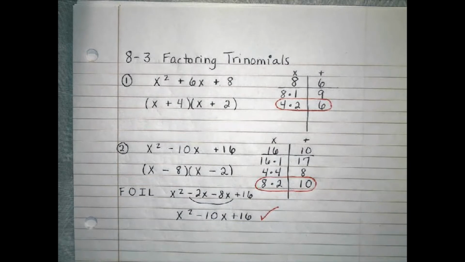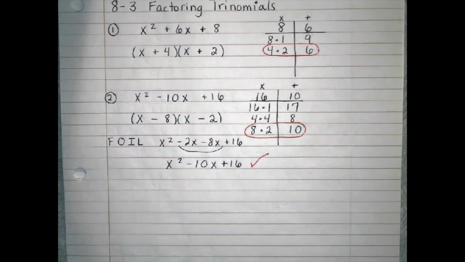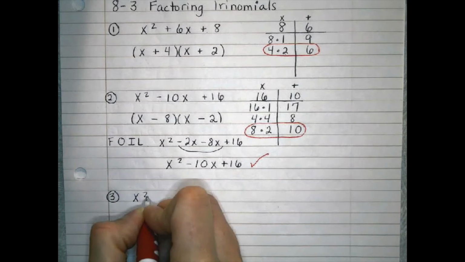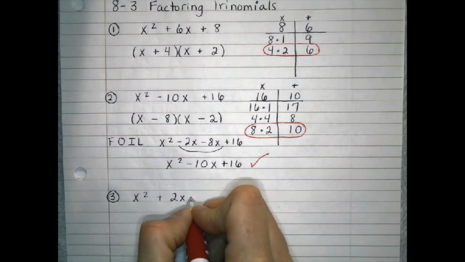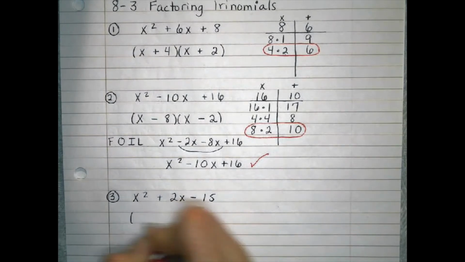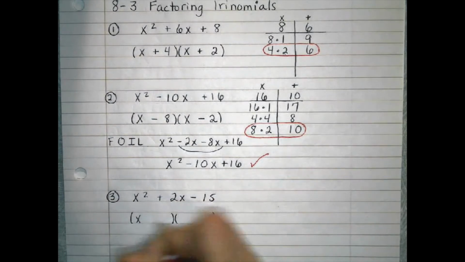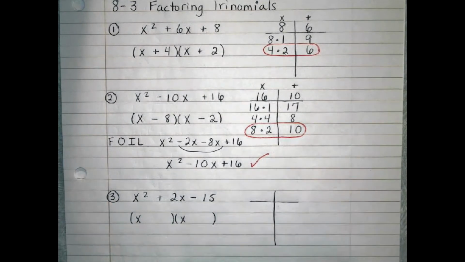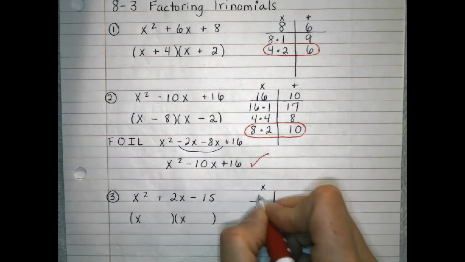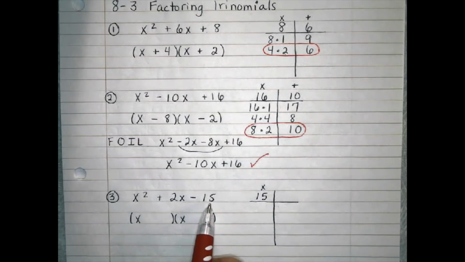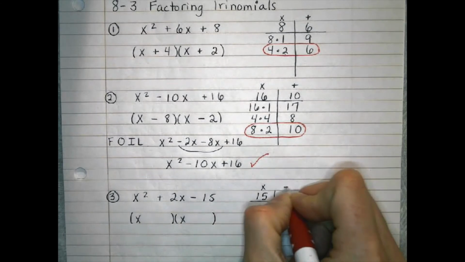Sometimes you have an example in which the last number is negative. So let's take a look at one of those. In this case, I'm going to start with x squared plus 2x minus 15. Again, because my first term is x squared, I know my first two factors will be x and x. And I'm going to make my little table over here. And I want numbers that will multiply to be 15, but since this is a negative 15, I want numbers that if I subtract, I will get 2.